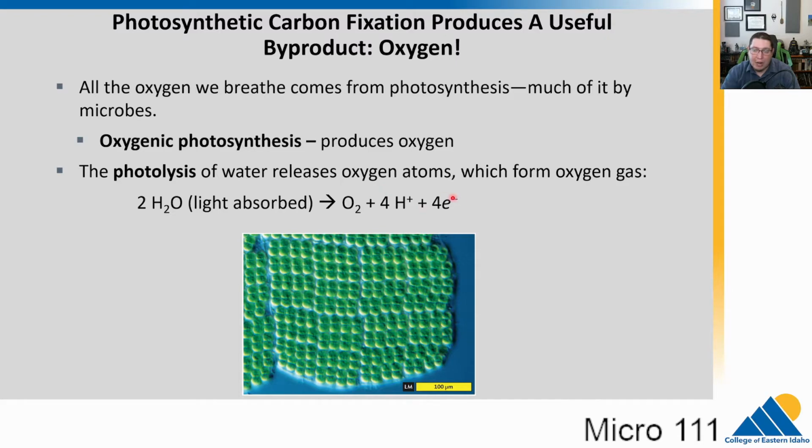Some hydrogen and high energy electrons in this process. Now, remember we talked about oxygen being toxic. It is very reactive, so the plants actually need to get rid of this oxygen. They just excrete it as waste into the atmosphere. And that process has actually changed our planet.